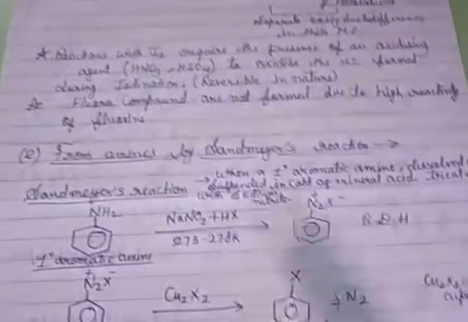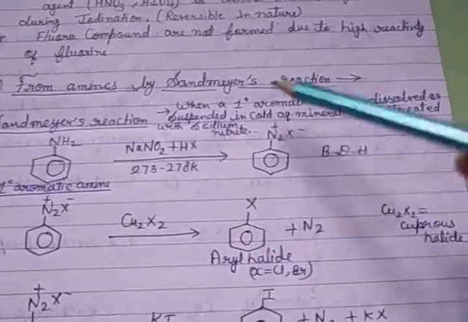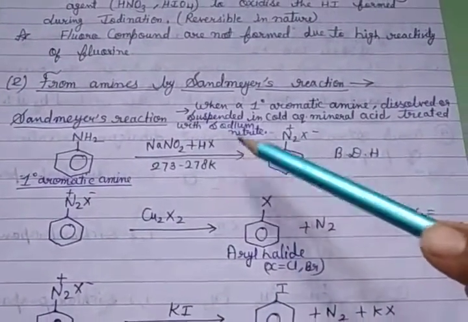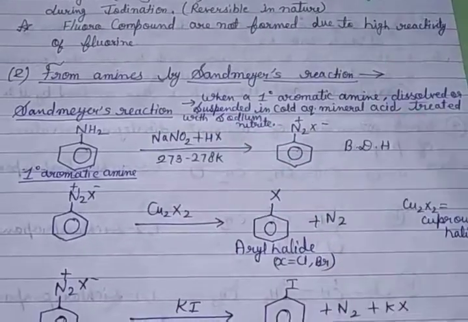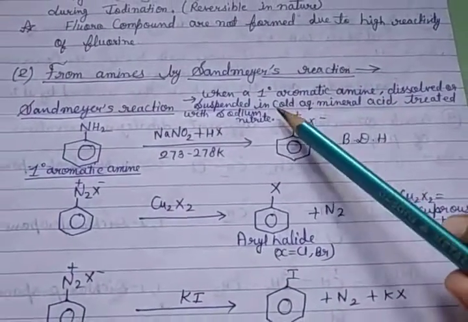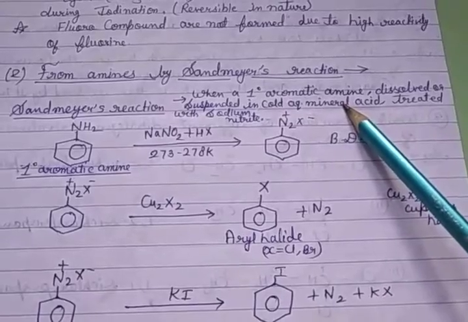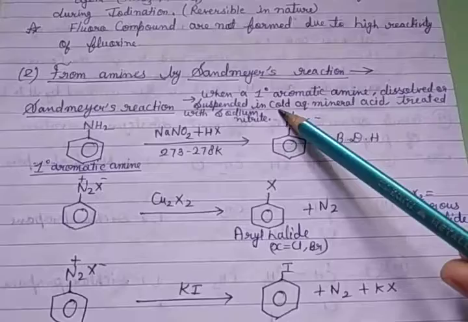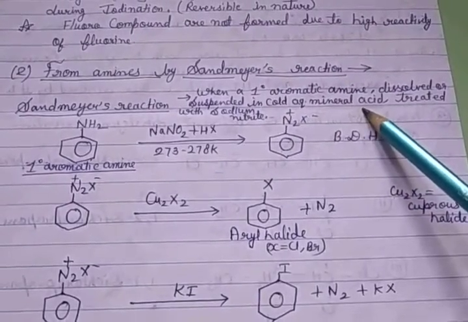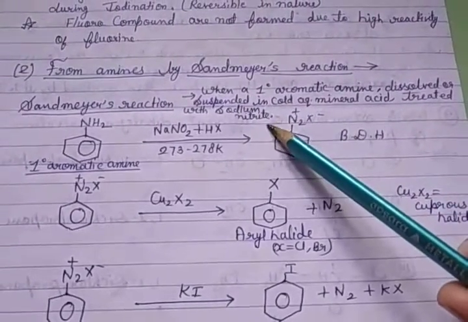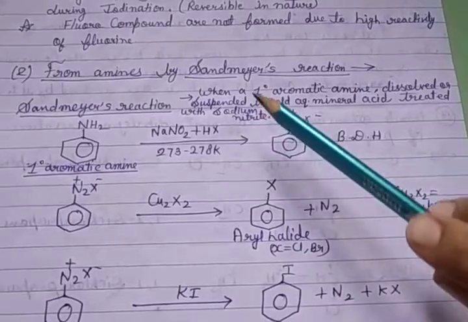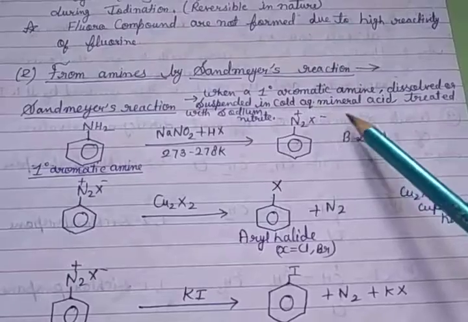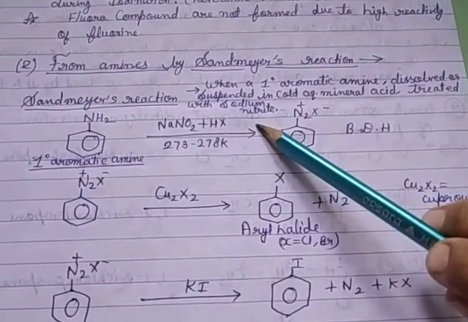Then the second method is from amines by Sandmeyer reaction. So here the naming reaction is given. When a primary aromatic amine is dissolved or suspended in cold aqueous mineral acid, it is treated with sodium nitrite.